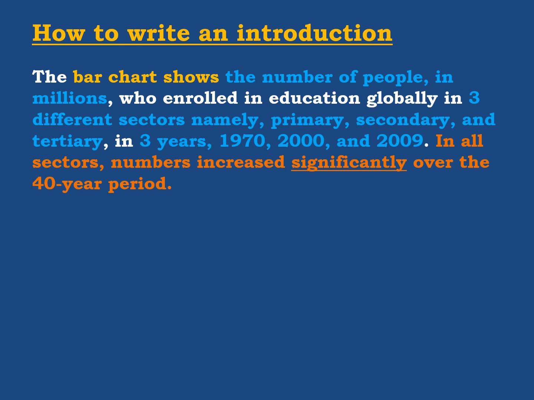So here, now we included all the elements. Now we have to add the general idea. You remember in the elements that should be included in the introduction, we said besides these elements, we have to add a general idea. This is the general idea. In all sectors, numbers increased significantly over the 40-year period.